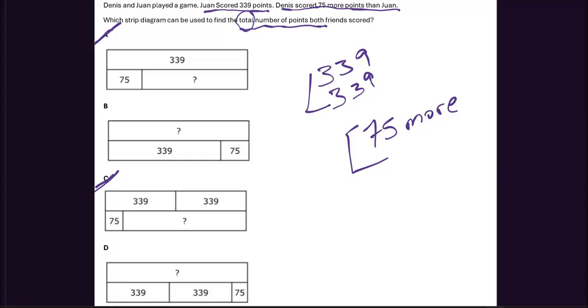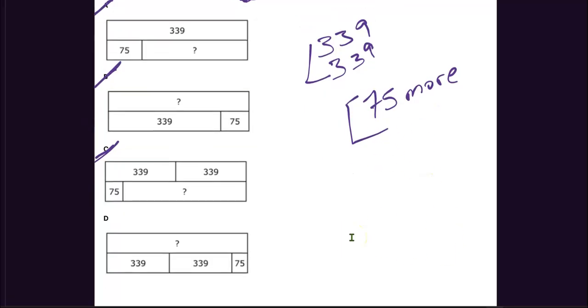So let's look at B. B says 339 plus 75. We don't have two 339s, so that would be out. If we look at D, two 339s and a 75, that is our answer. Let's move on to the last one.